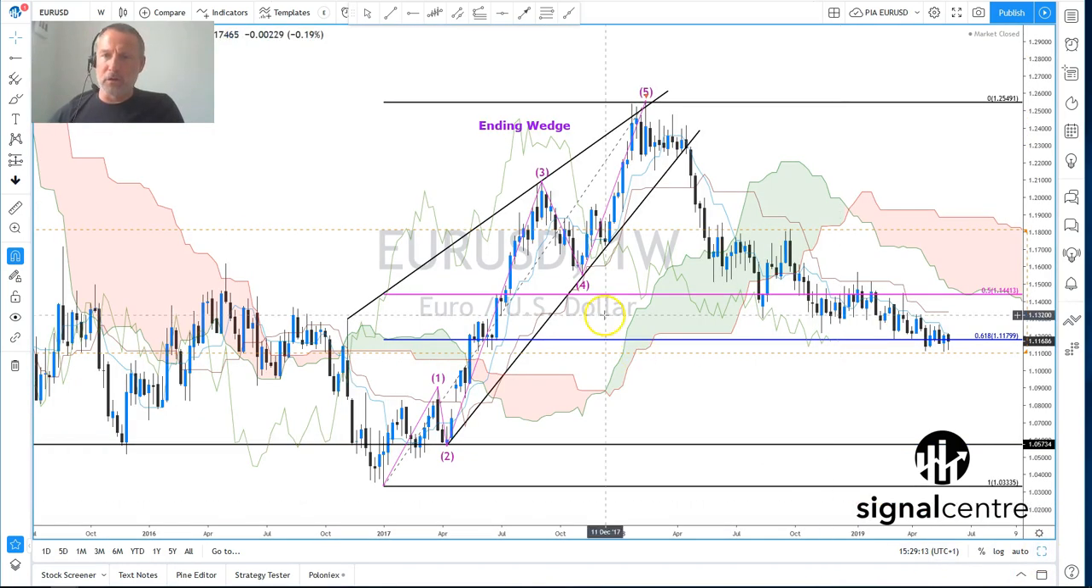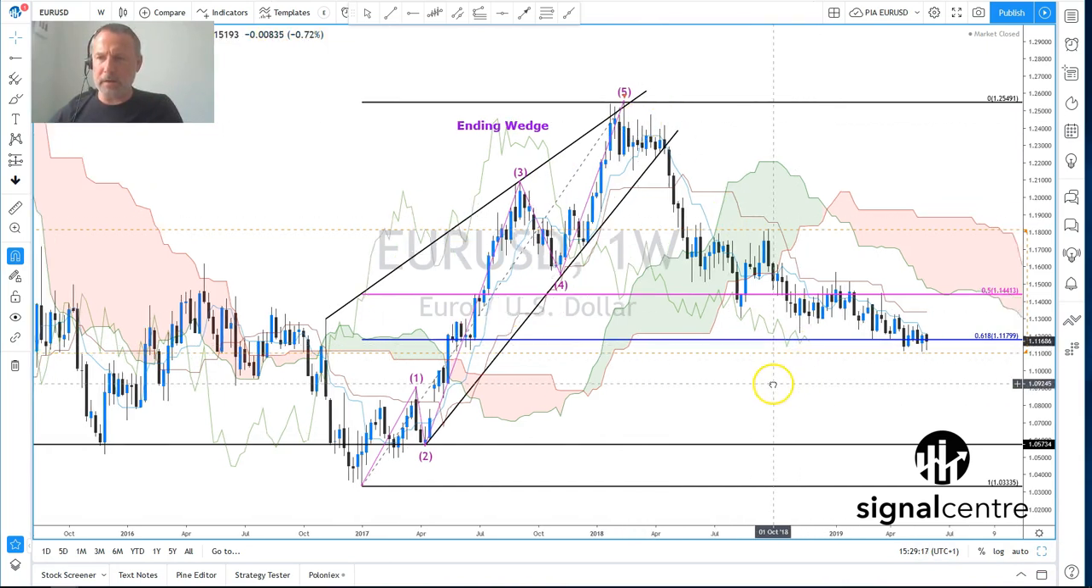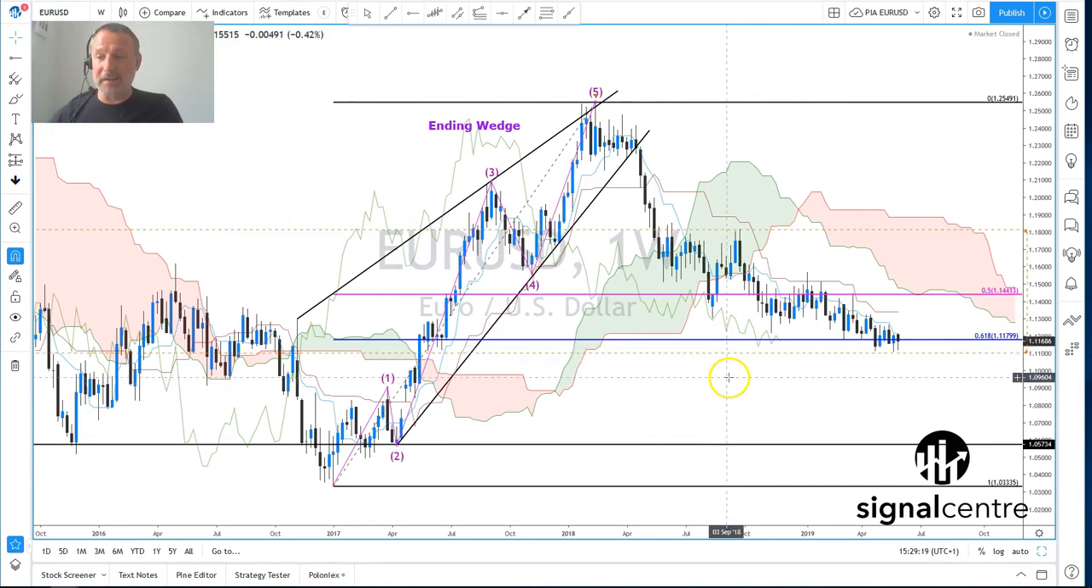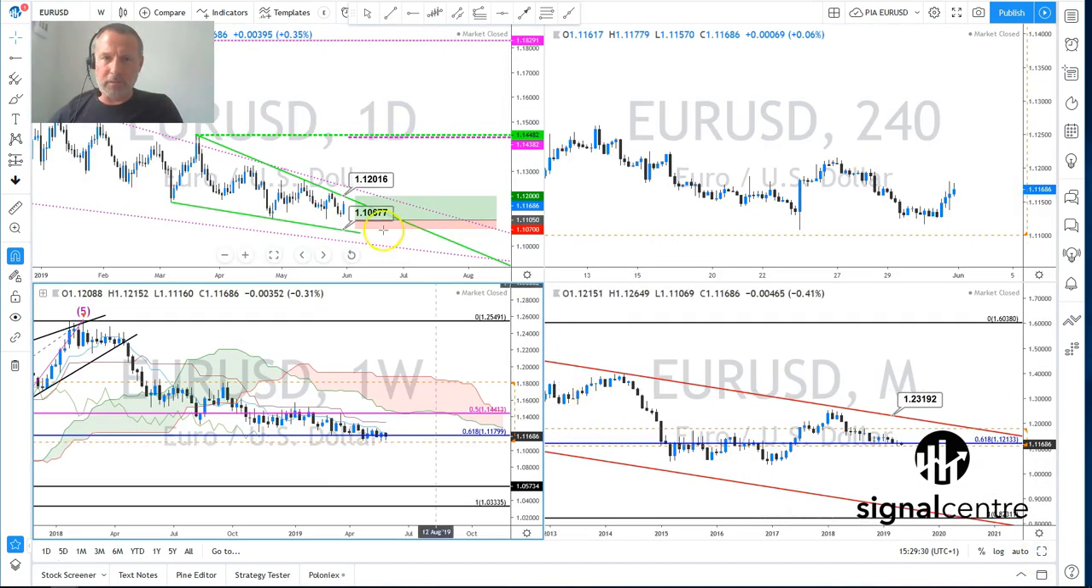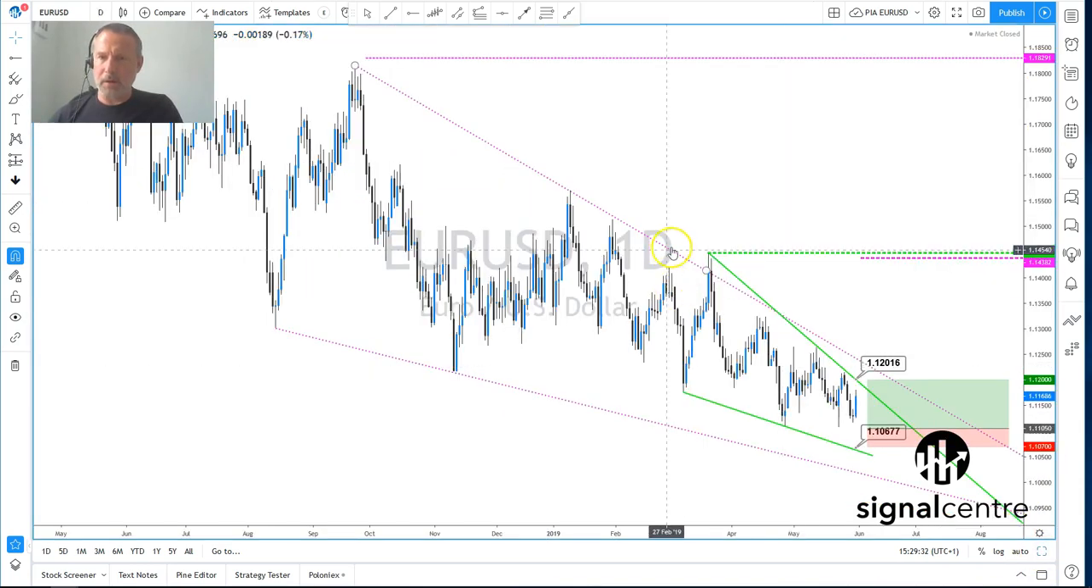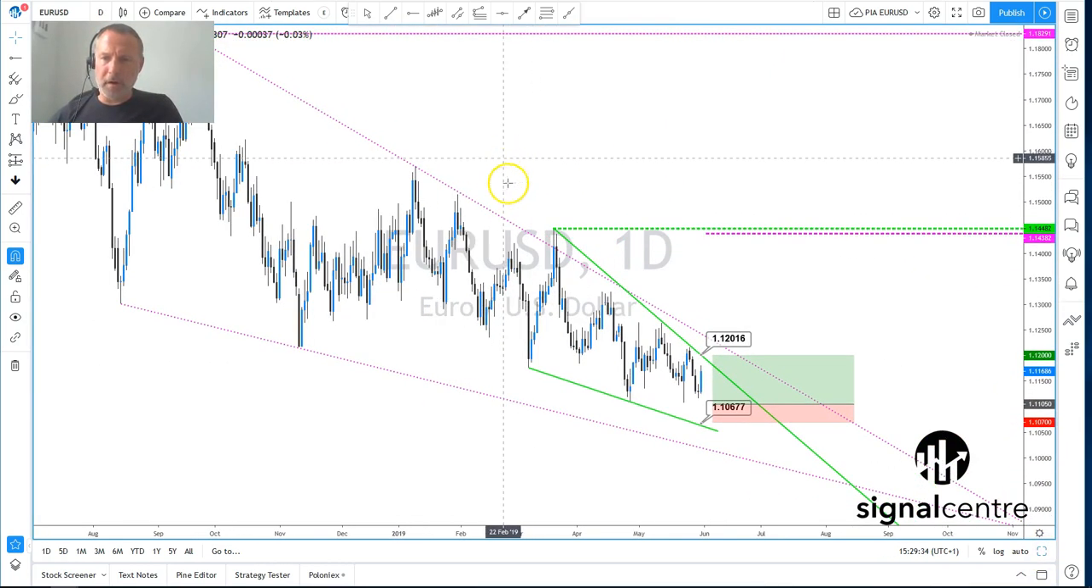If we go to the weekly chart, there's an ending wedge pattern with a break to the downside. The 61.8% Fibonacci level is located at 111.80. We've had about 6 weeks of consolidation around that area. If we go to the daily chart, it looks like a wedge formation.